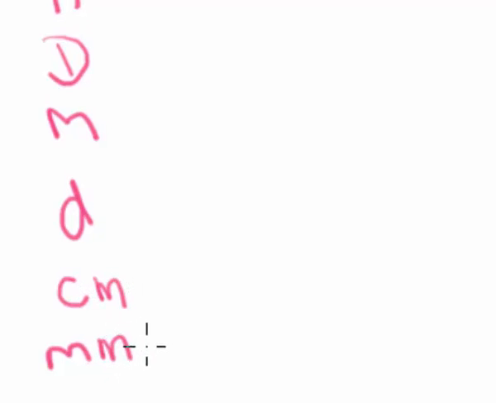Now if we have a look at this, this K is for your kilometers. So this is kilometers. We then have hectometers, decameters, which we don't use very much. We then have our normal meters. These are decimeters, these are our centimeters, and these are our millimeters.